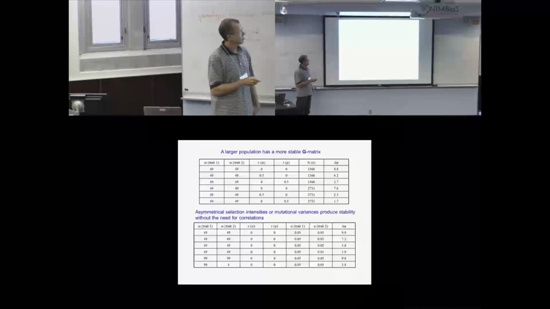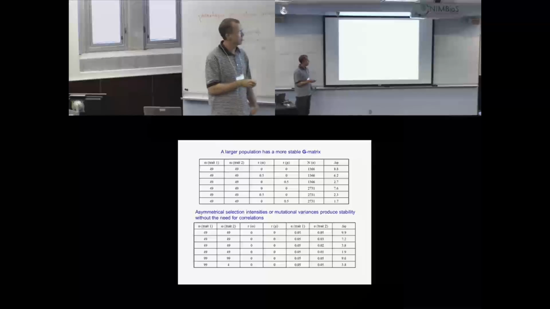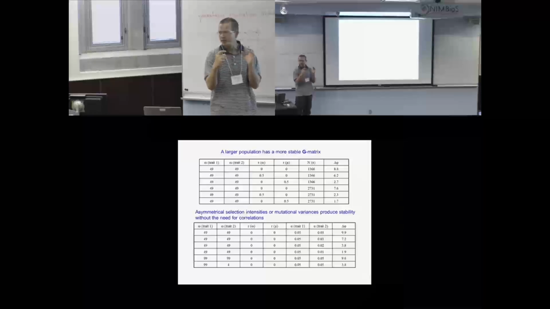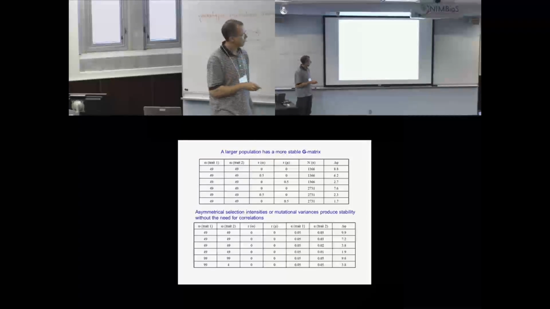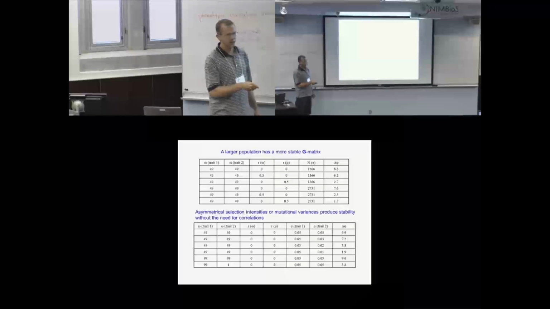Asymmetrical selection intensities or mutational variances can also produce stability, even if there are no mutational correlations or correlational selection. And the reason is that then you get an elongate G matrix in one or the other trait dimensions, and eccentric G matrices like that tend to be more stable than round ones. All right, so this just shows the effects of different mutational variances. So as they get more different from one another, you get more stable G matrices, and if there's really asymmetric selection pressures, then you get a more stable G matrix than if they're not asymmetric.